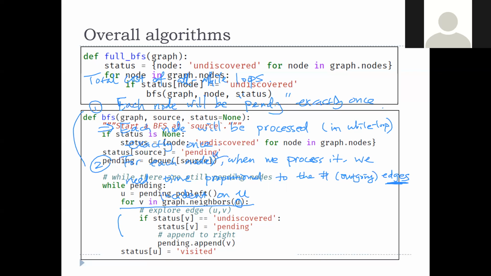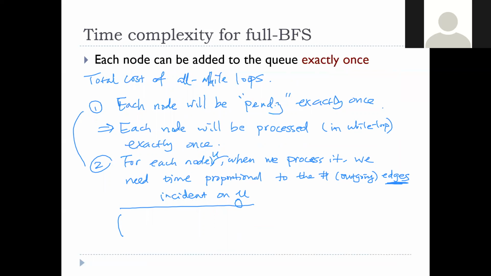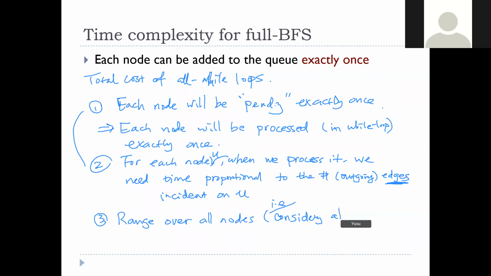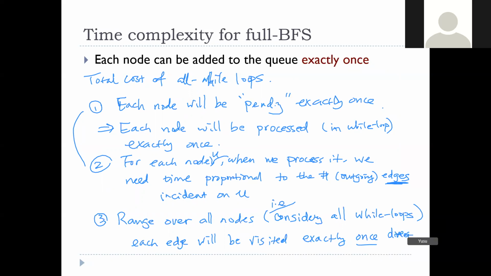So when you take all of the nodes together, ranging over all nodes, which is when you're considering all while loops ever called in DFS, every edge will be visited exactly once for a directed graph and exactly twice for an undirected graph.